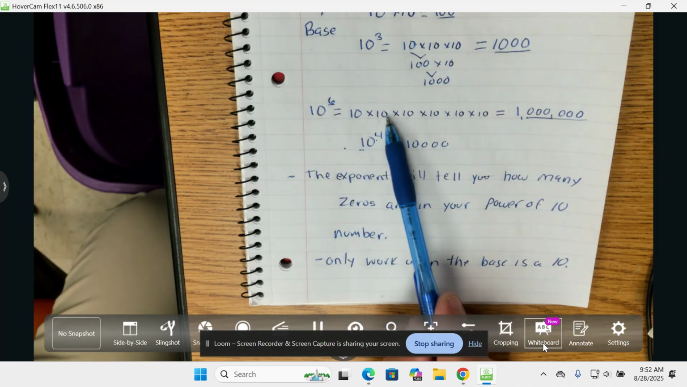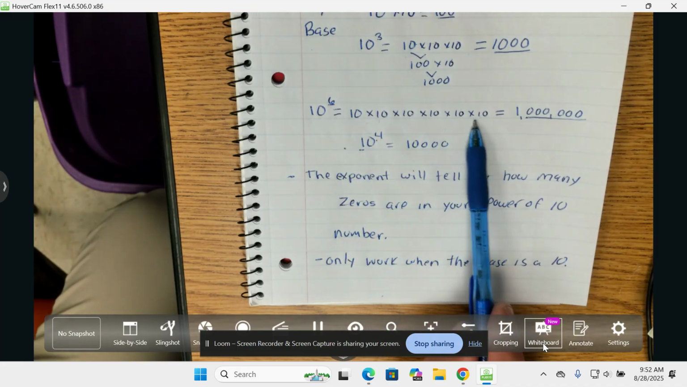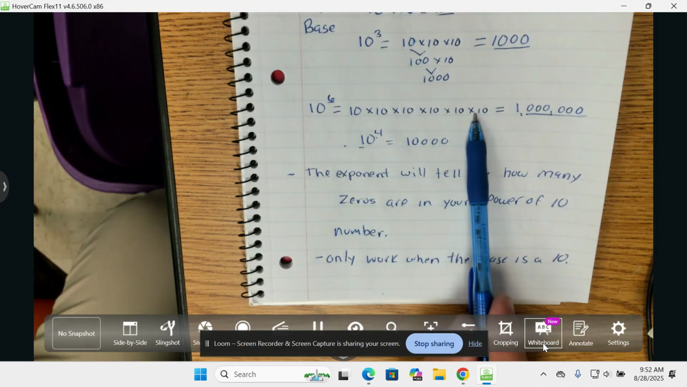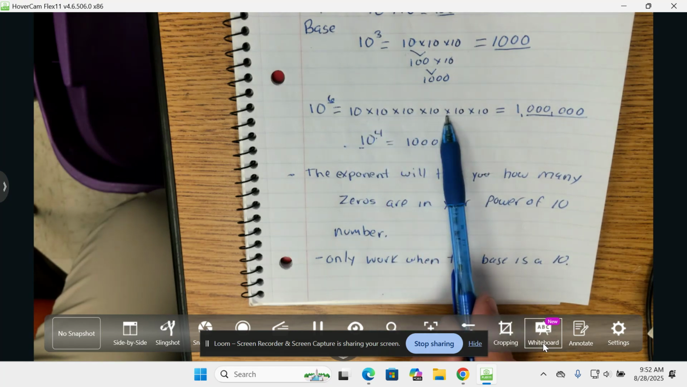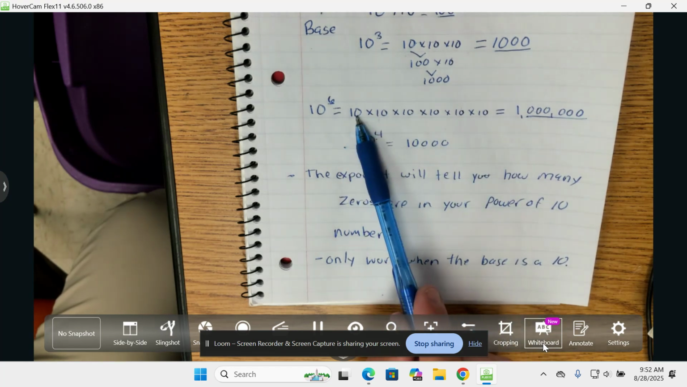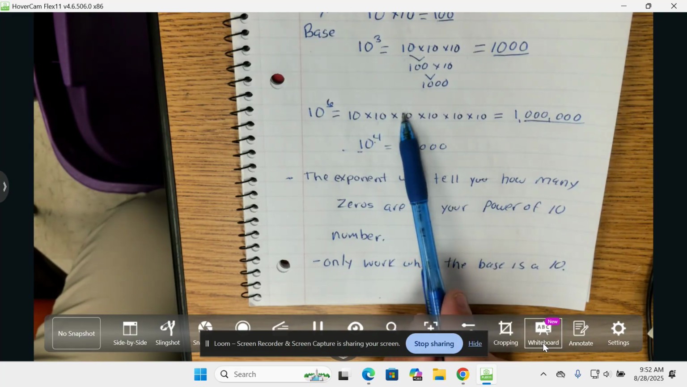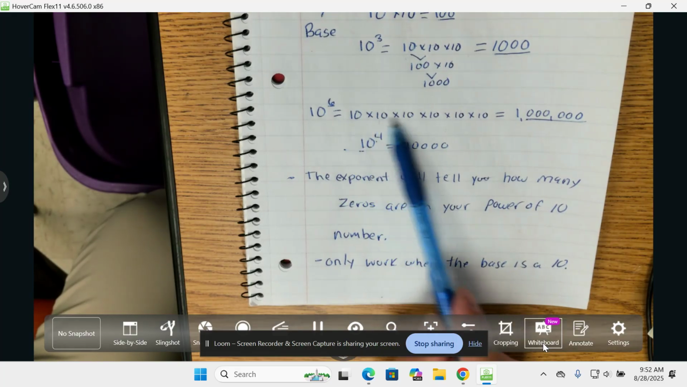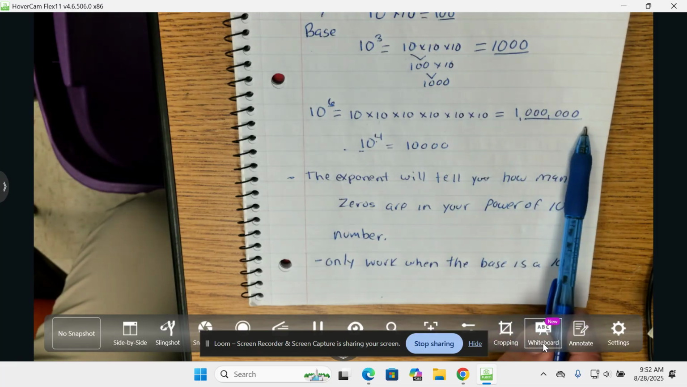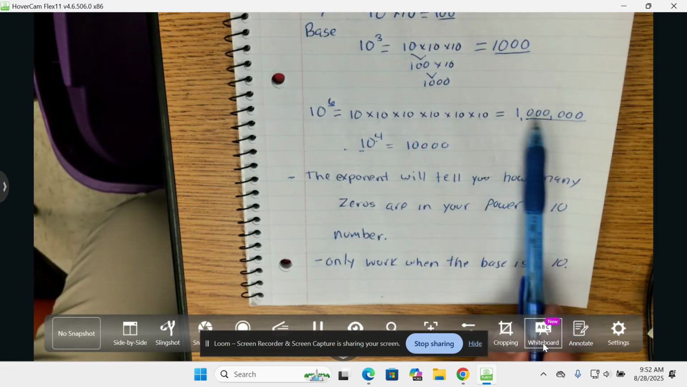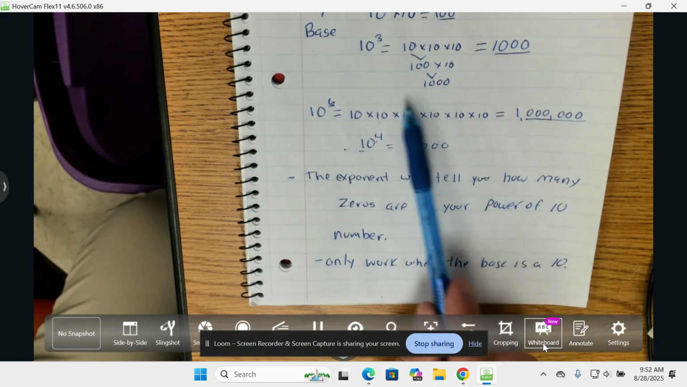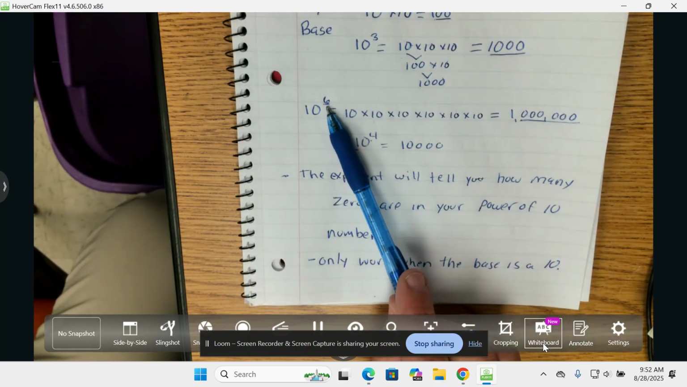So 10 times 10 times 10 times 10 times 10 times 10 times 10. But I'm multiplying, I'm not adding. So it's not 10, 20, 30, 40, 50, 60. It's 10 times 10 is 100, times 10 is 1,000. So it's like I'm walking up my place value chart. Okay, what I notice is at the end I ended at 1,000,000, and I have 6 zeros. So I have my 1 with 6 zeros. Notice here, the exponent tells me how many final zeros.